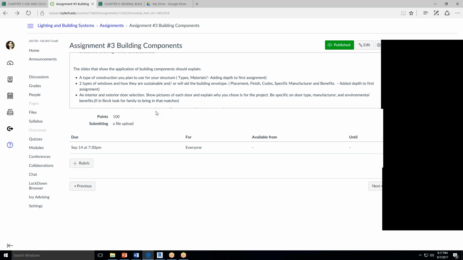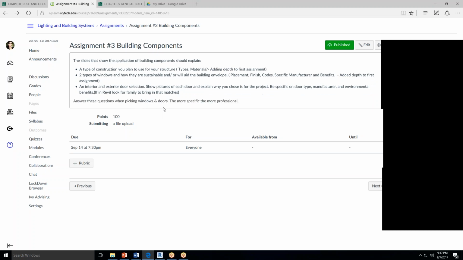And then that exterior door could be a real statement piece, just that one door. Do you have overhangs, those kinds of things? We want to think about our overall visual that we're creating when we choose our windows and our doors. An interior and exterior door selection. Show pictures of each door and explain why you chose it for this project. Be specific on the door type, manufacturer, and environmental benefits. If you're in Revit, look for families to bring in that match.